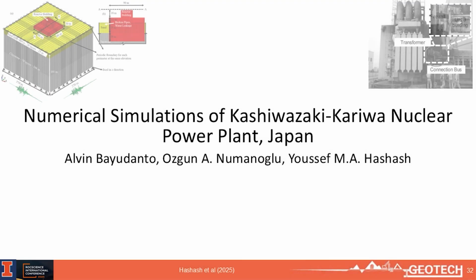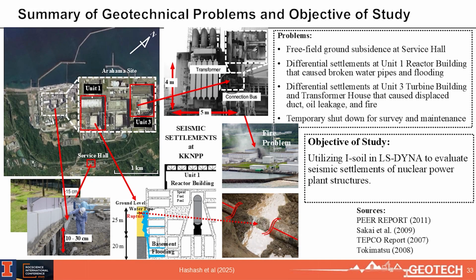Now let me take you to another problem. Now we'll go to the real problem. You might have heard of the damage that happened at the Kashiwazaki-Kariwa nuclear power plant in Japan during an actual earthquake. This is the aerial view, and there's a service hole there, and they had some settlements, 20 to 30 centimeters of settlements. And this is a cross-section of the facility, looking at some of the structures as well. And they actually had some problems during the earthquake there.